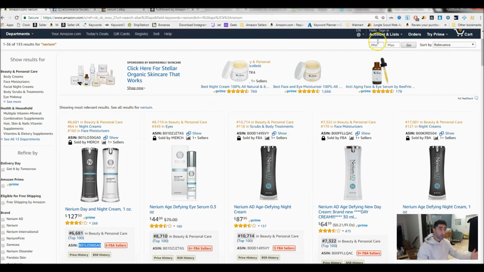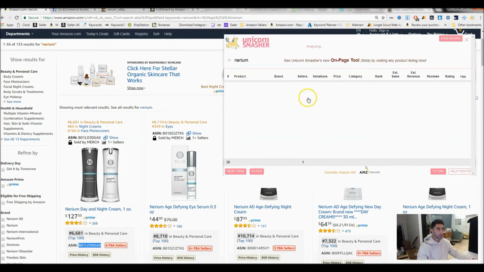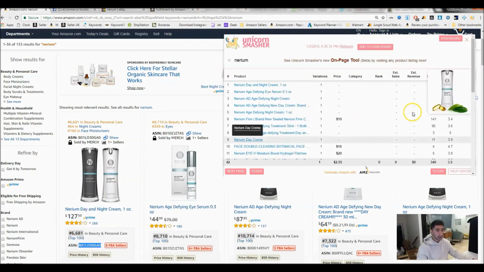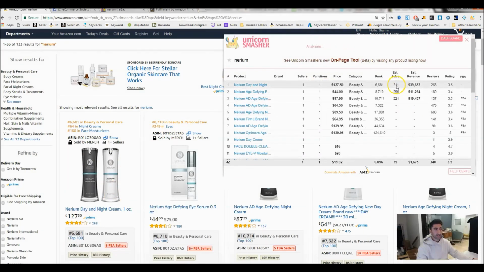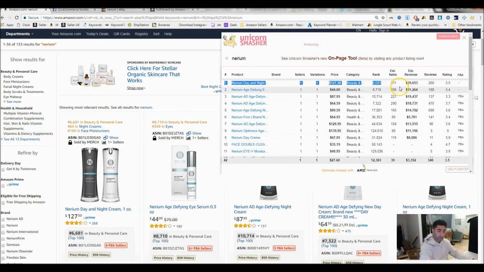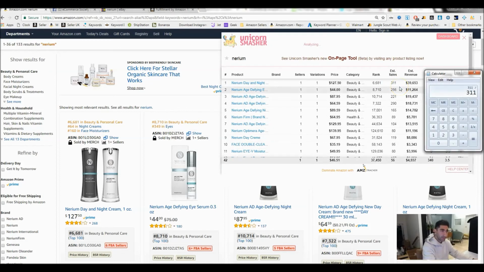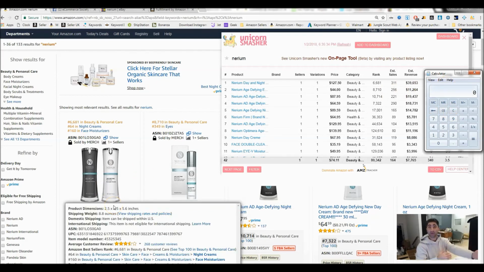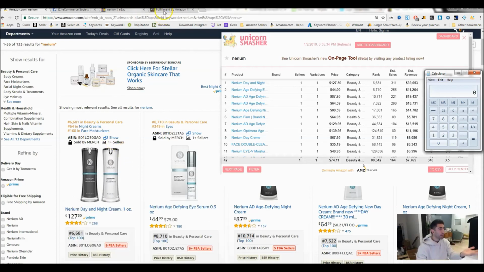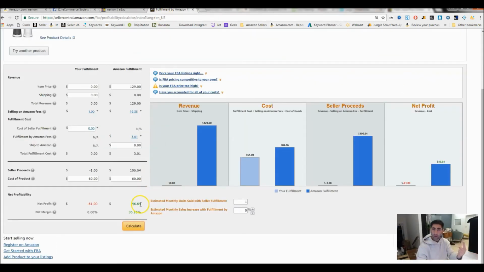And if you have Unicorn Smasher, and you're smart and you want to see how many of these are selling per month, you can see it's selling 311 per month. So 311 per month is roughly 10 a day. You bought six. So once your items hit FBA, you're going to be sold out within one day, guys. How crazy is that? You can make $282 in one day.